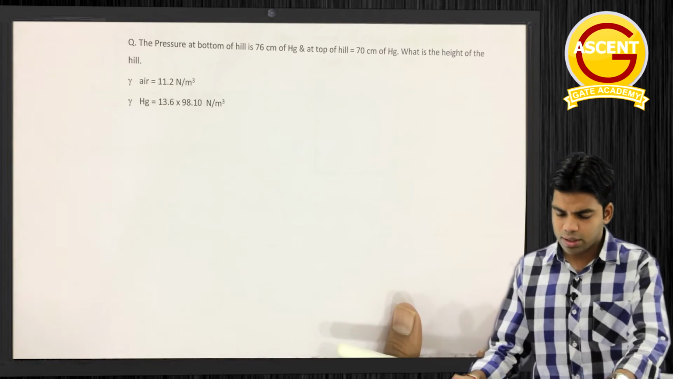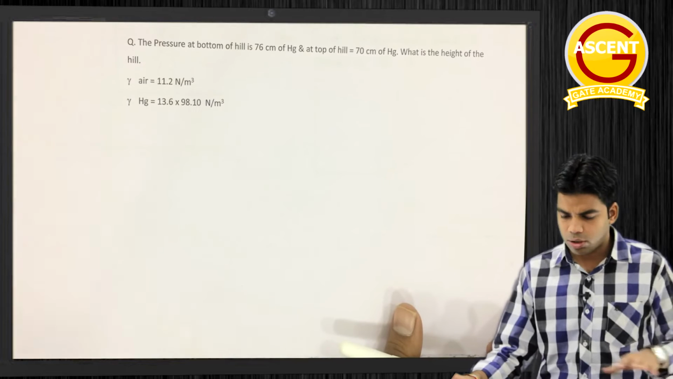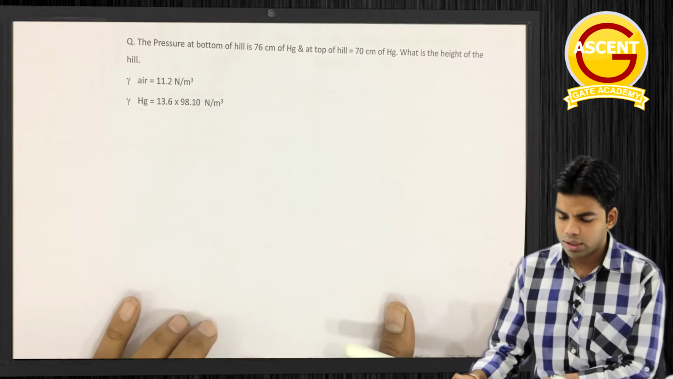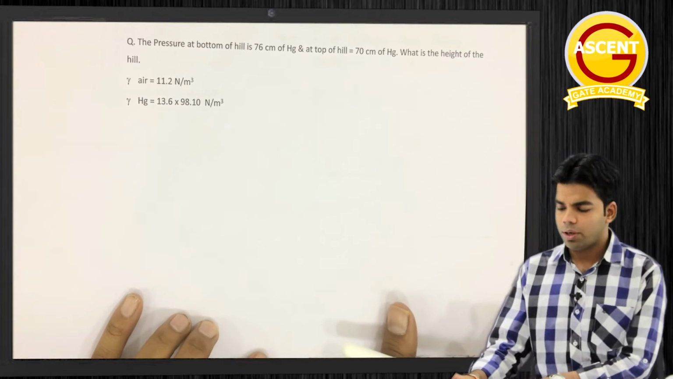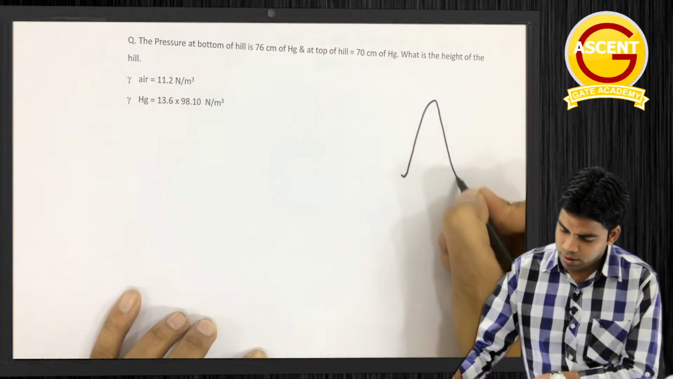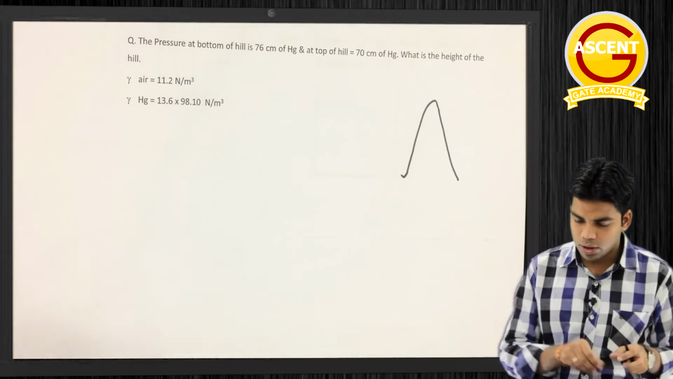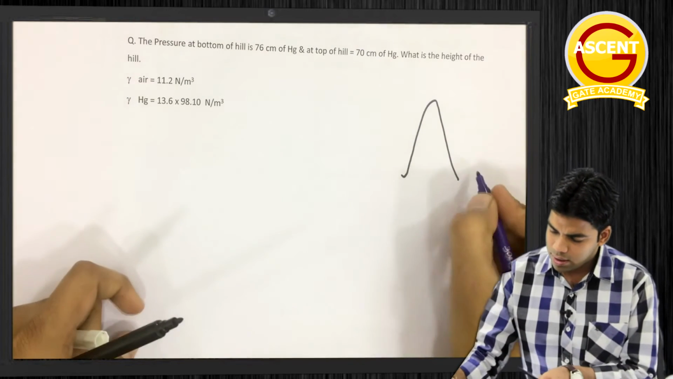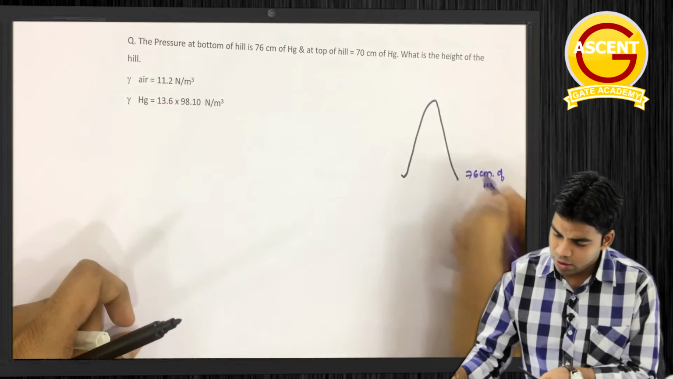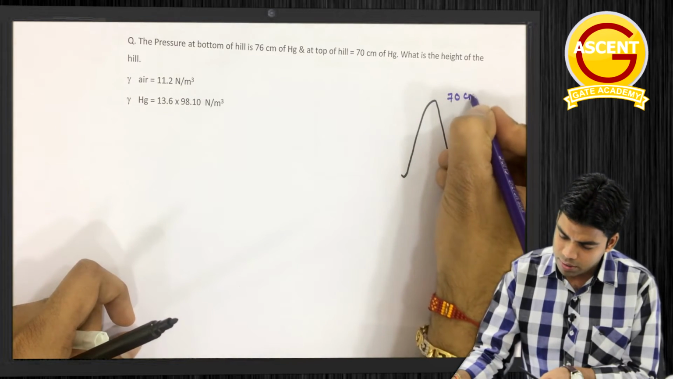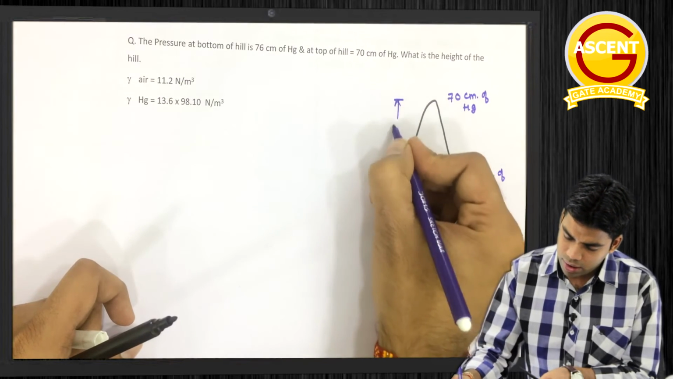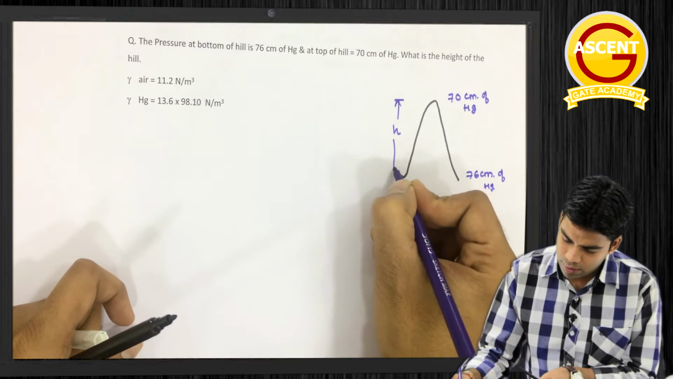Okay, so the next question says the pressure at the bottom of the hill is 76 centimeter of Hg and at the top of the hill is 70 centimeter of Hg. Then what is the height of the hill? Okay, so we have got one hill such that the pressure at the bottom of this hill is 76 centimeter of Hg and at the top of the hill the pressure is 70 centimeter of Hg. Okay, we have to determine the height h of the hill.